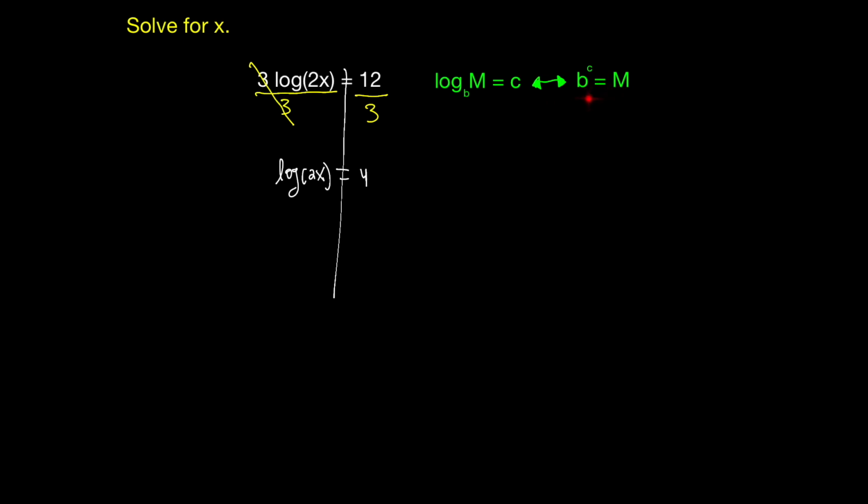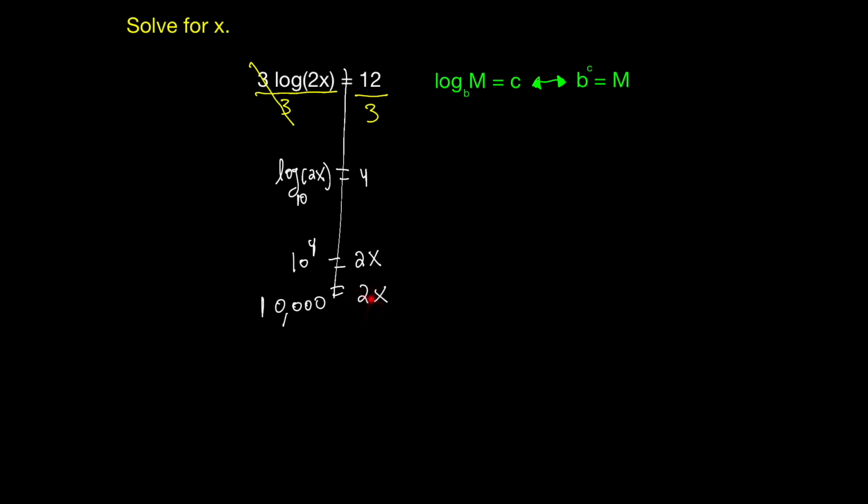It is at this point that now I can use the power of this equation. Since I have base 10, I'm going to get 10 to the 4th equal to 2x. And then 10 to the 4th, that's just going to give me 10,000. So I have 10,000 equal to 2x.